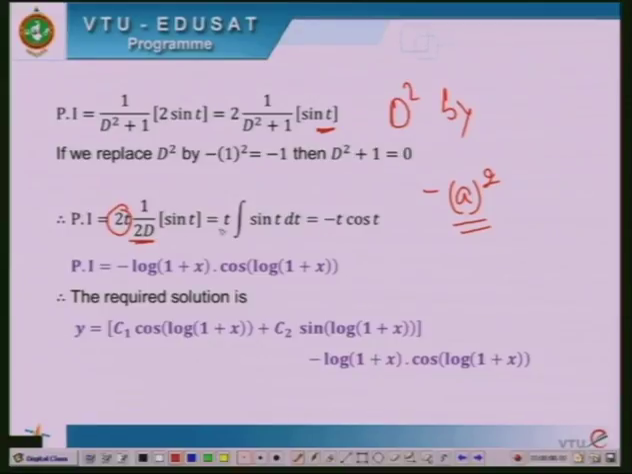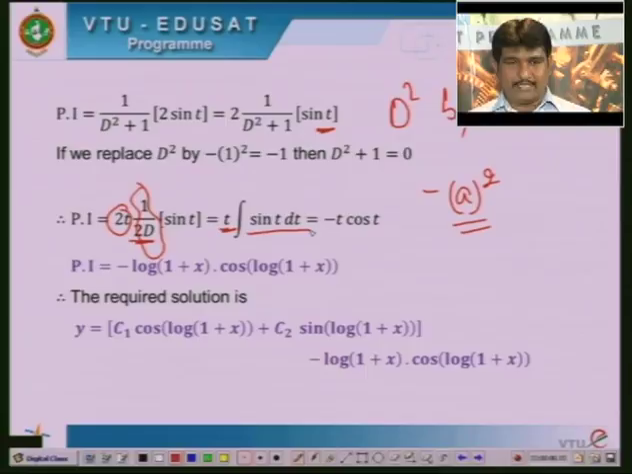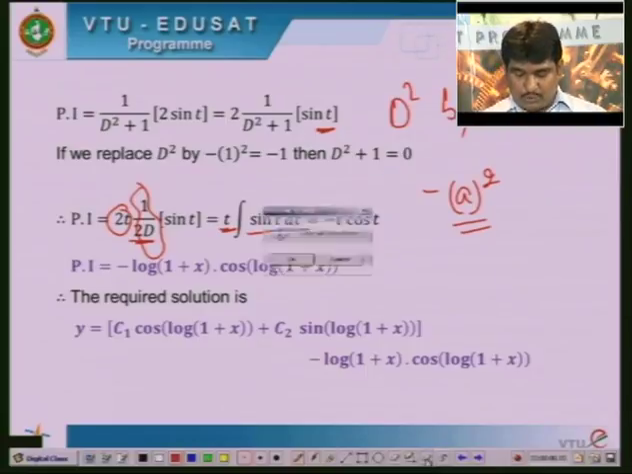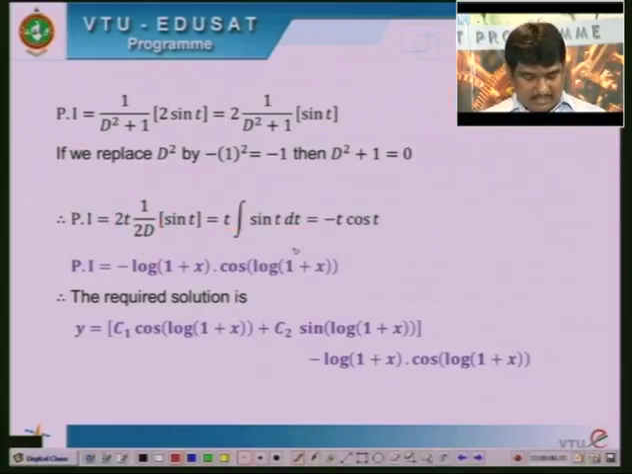So 2t by 2 becomes t. This 1 by D stands for integration. So 1 by D of sin t is the integration of sin t dt, which is nothing but minus cos t. Integration of sin t is minus cos t. Now convert t in terms of x. So PI is minus log of 1 plus x plus cos of log of 1 plus x. The required solution is CF plus PI as given.